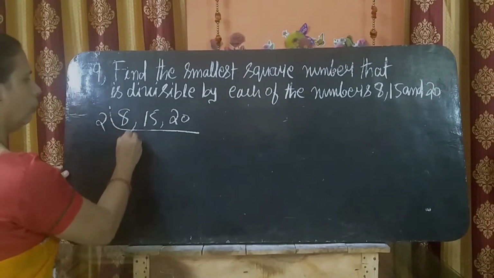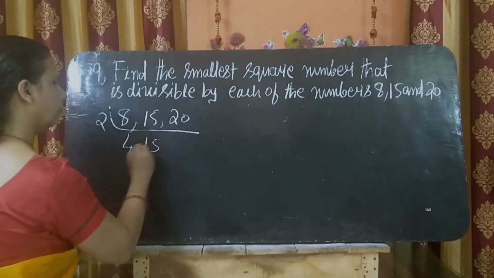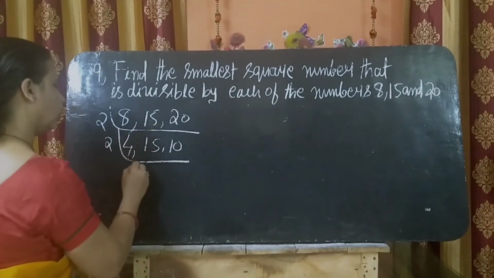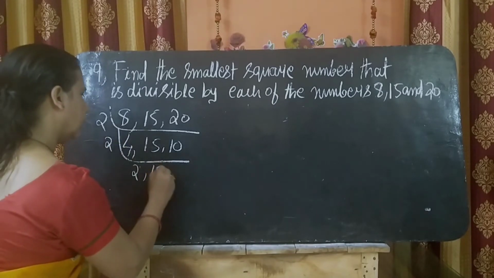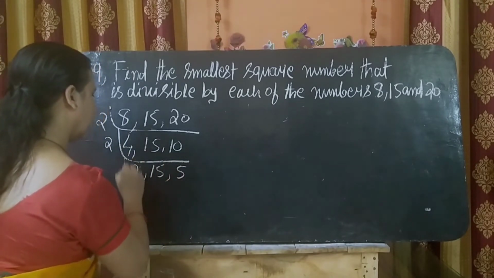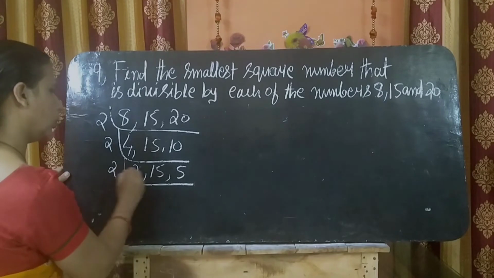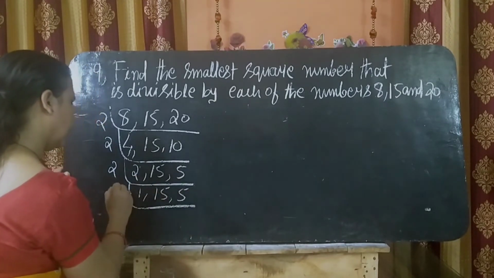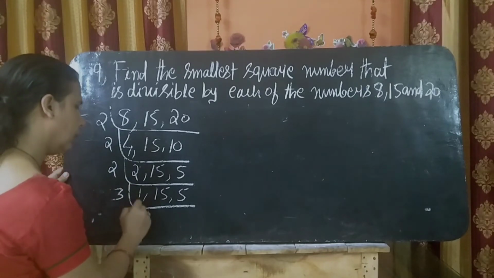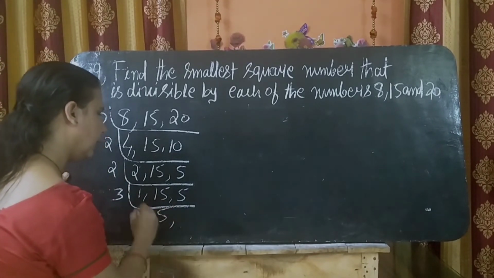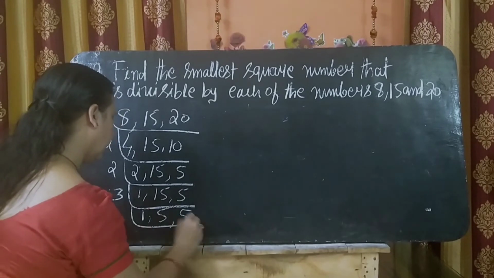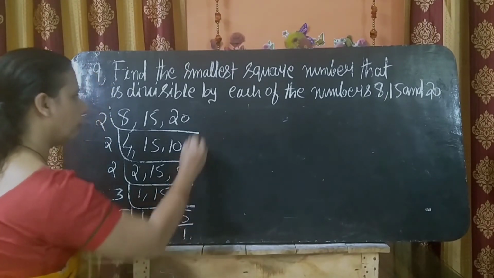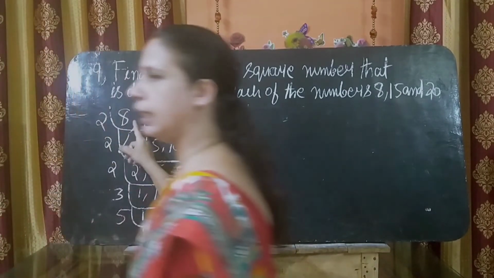Factor is 2. 4 2s are 8, 15, then 10 2s are 20. Take the factor 2. 2 2s are 4, take down 15, 5 2s are 10. Factor is 2, 1 into 2, 2. 15 take down, 5 take down. Then factor is 3, 1 in 1, 5 3s are 15. Then take down 5. Factor is 5, 1 into 5, 5. Then what is the LCM?